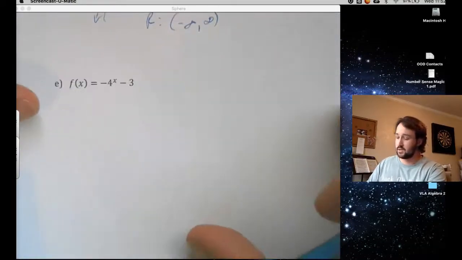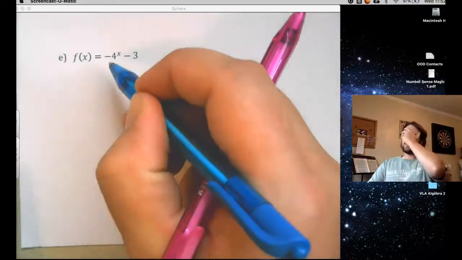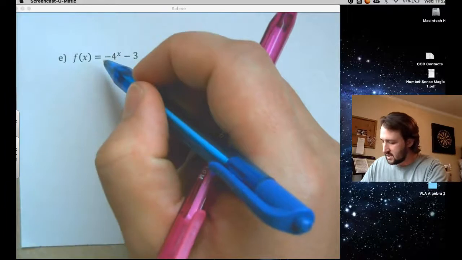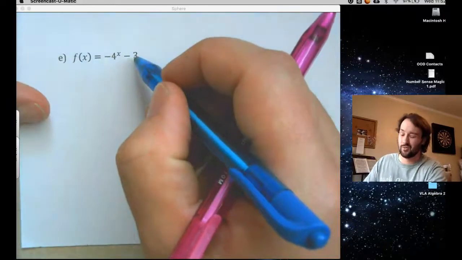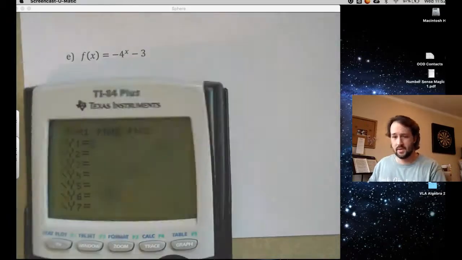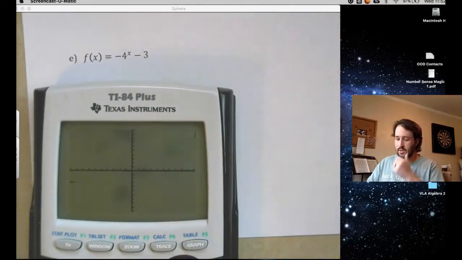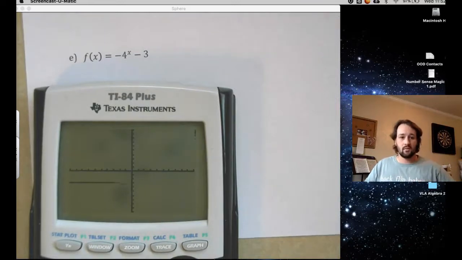And this one's a little bit tricky, so you may want to plug this in. So we have a negative in front of this, which is going to flip it over the x-axis, so it's going to be upside down. And then we have minus 3, so that'll move it down 3. We'll get to how to shift these things around in a few lessons. So we have negative 4 to the x, and then minus 3, so down 3. When I press graph, it will be flipped upside down, and it has moved down 3.